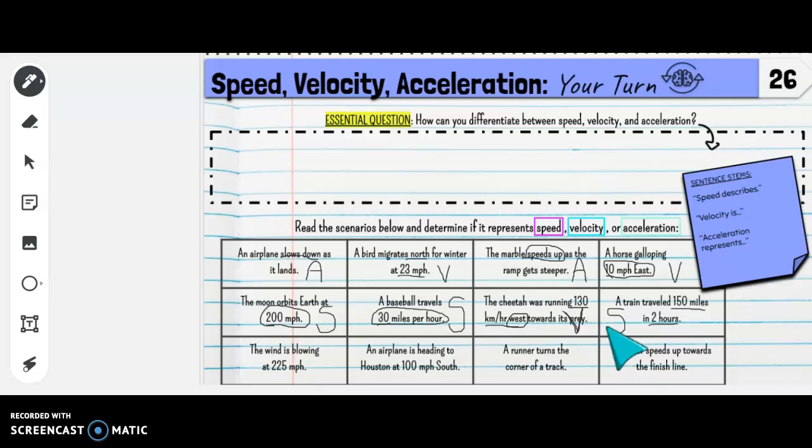All right, the bottom row, the wind is blowing at 225 miles per hour. So again, miles per hour, and we have speed. An airplane is heading to Houston at 100 miles per hour south. Okay, so we got speed with direction, so that is velocity.